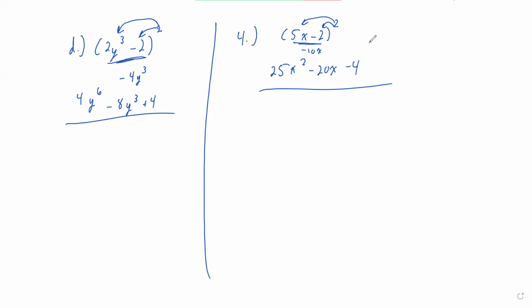All right, so again, if you don't identify the patterns, box method or FOIL or whatever approach you like the best will always work.